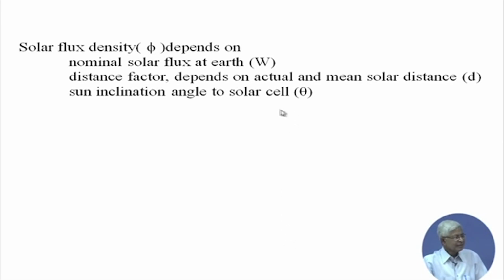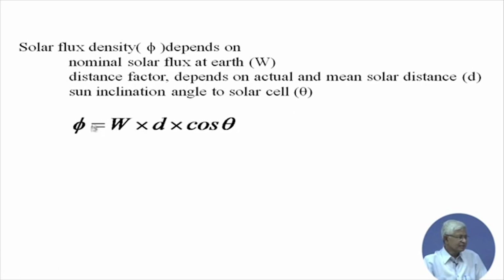One more thing, the solar flux density depends on the nominal solar flux on Earth, similar to the satellite around the Earth. The distance factor depends on the actual and mean solar distance, and also on the inclination angle at which it is falling. The sun may not always be perpendicular to the solar panel, depending on our attitude, orbit control, etc. Solar panels are also slightly adjusted, and depending on the position of the satellite, it may have a certain angle, that is theta, which may not always be 90°.